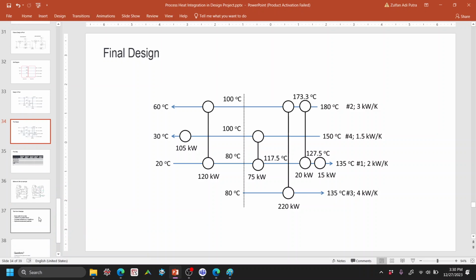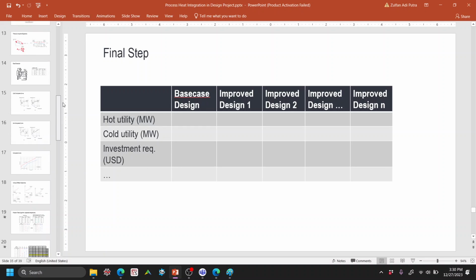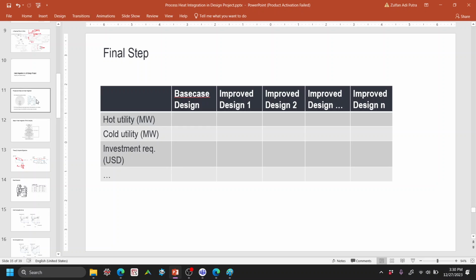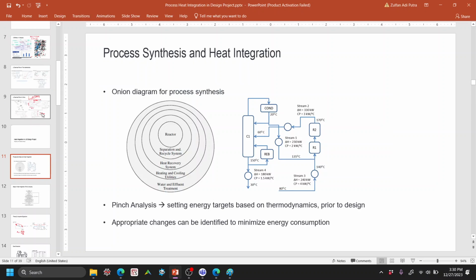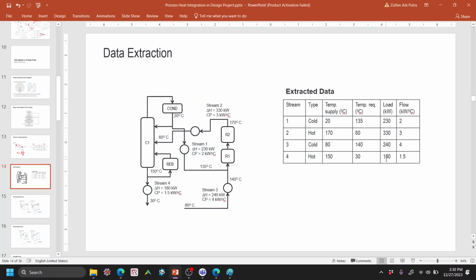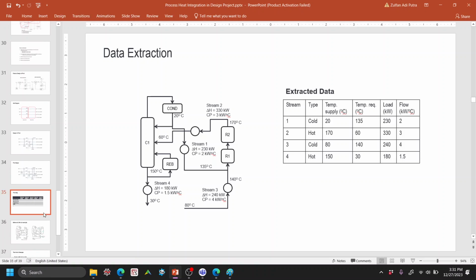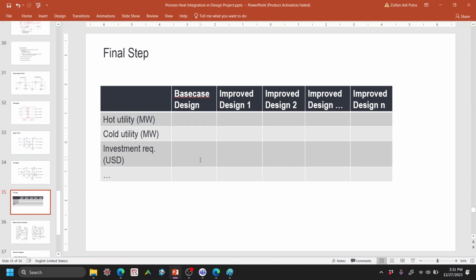To recap, I need to recap very quickly. So you have the base case design, as in this case. This is your base case, right? You know the load, and then you can design the heat exchanger accordingly, calculate the capex, and then calculate the opex based on the load, and then you can put the numbers here in this table, right? And then you design an improved one.